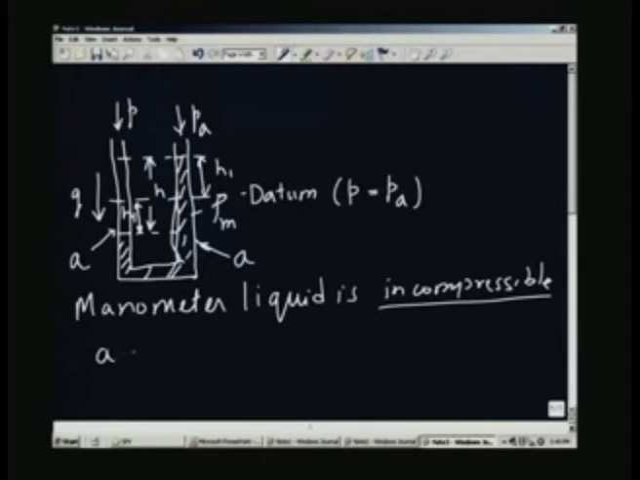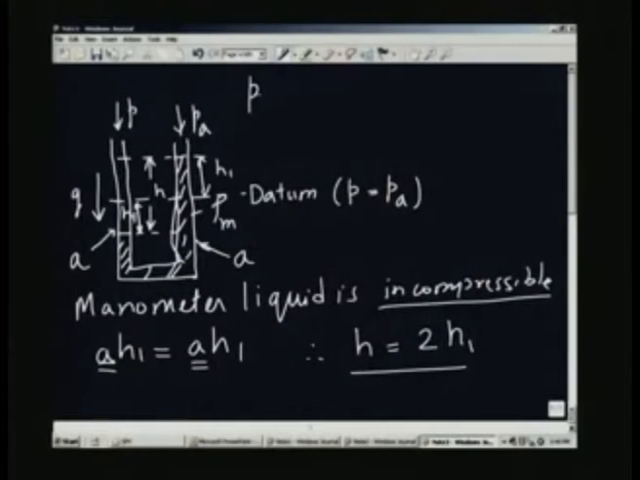So, A into H1 is equal to A H1, because area is the same, these two are the same area. Therefore, it goes up and goes down equally. Therefore, we can say that H is nothing but 2 times H1. This is the consequence of the fact that the liquid is incompressible and the area of cross section of the two limbs of the U tube are exactly the same.